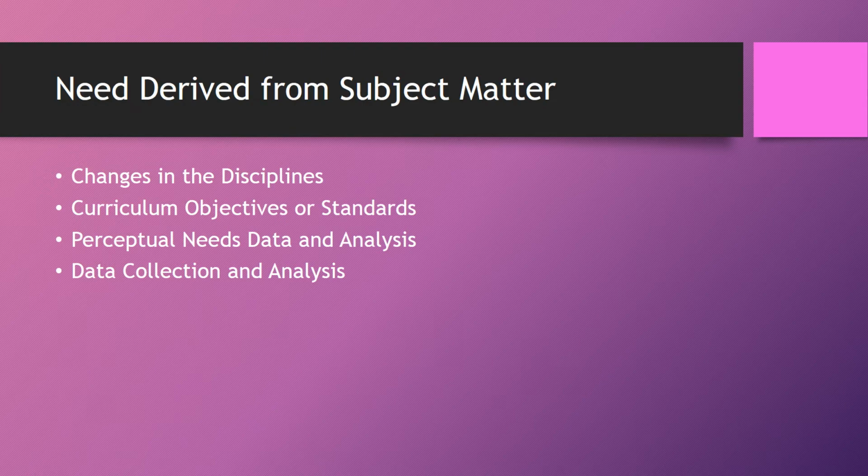There are also curriculum needs that come from subject matter, so changes in the disciplines. Disciplines over time have changed. What seemed to be important 15, 20 years ago is not as important now. Cursive writing is one of those examples. It seemed to kind of have a lull for a little while, now it's coming back, but it really depends on what the needs are at the current time.